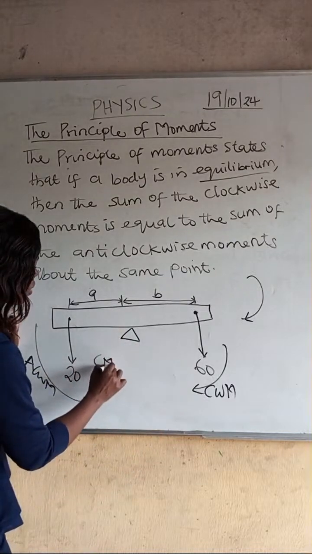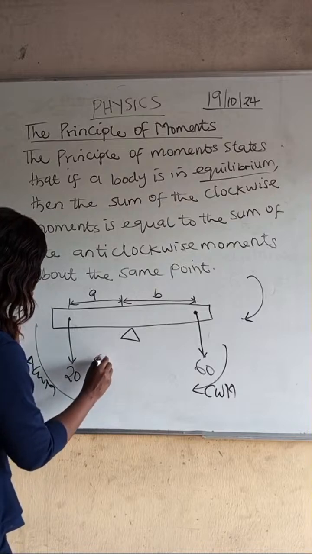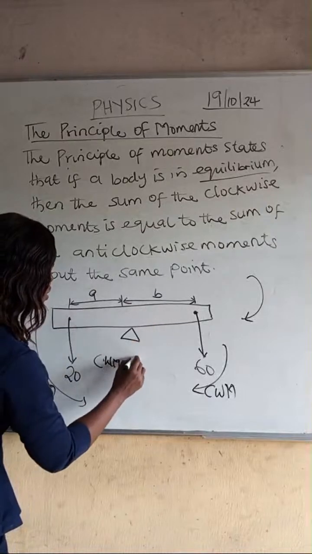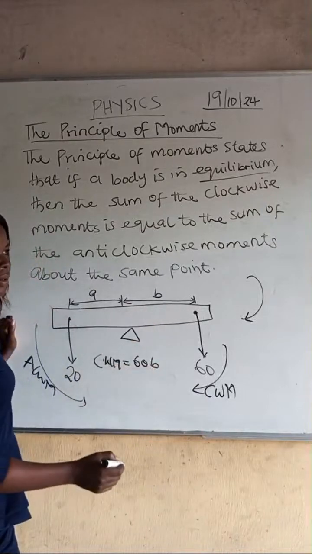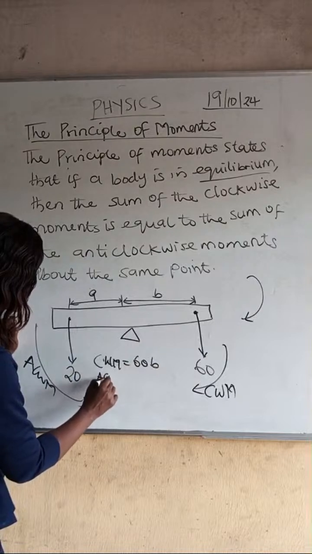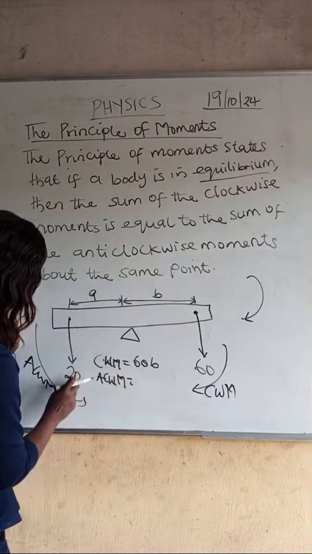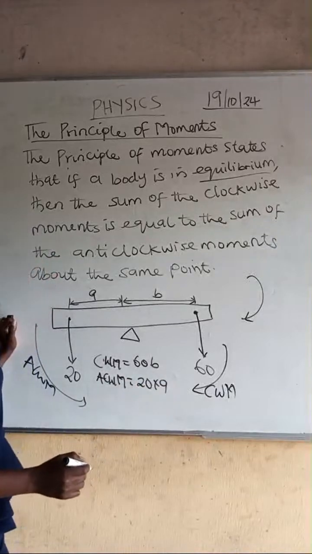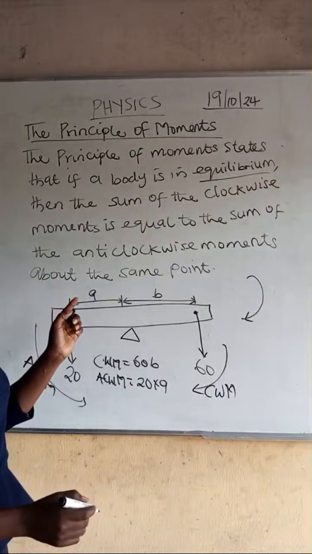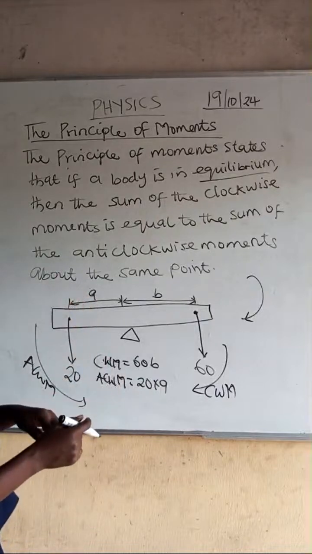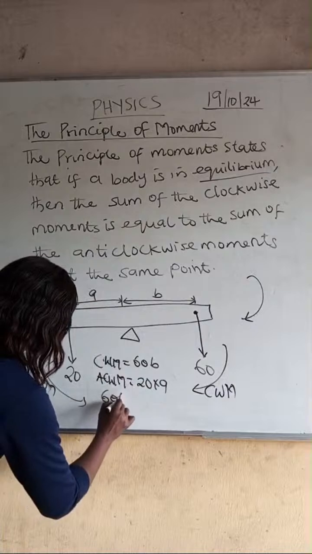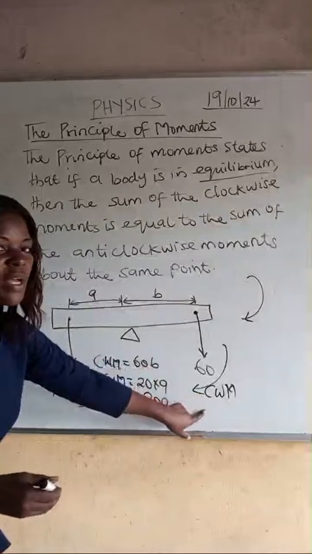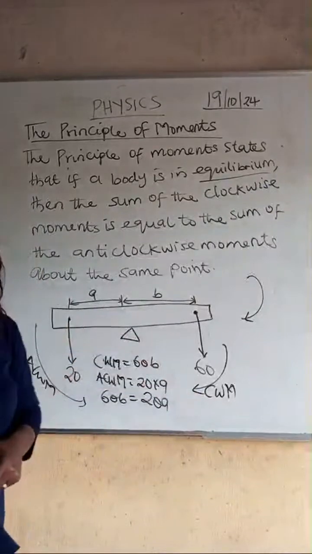I will now say the clockwise moment is equal to 60 times from here to here, which is B. So 60 B, right? Then the anti-clockwise moment is equal to 20 times what? A. So 20 times A. So if it's in equilibrium, it means that 60B is equal to 20A. So the clockwise moment is equal to the anti-clockwise moment.